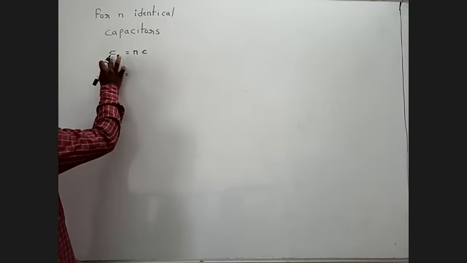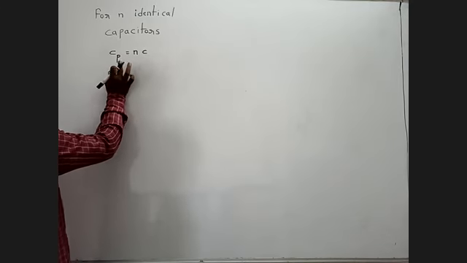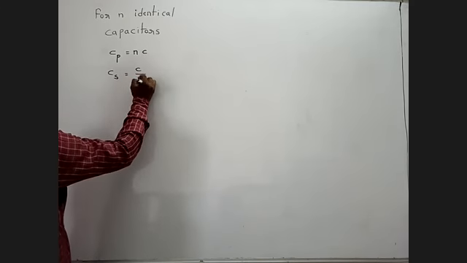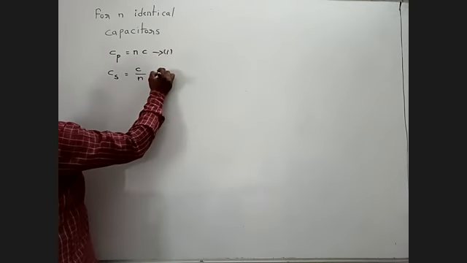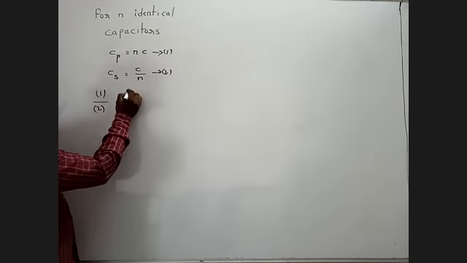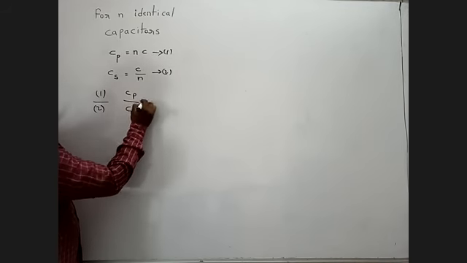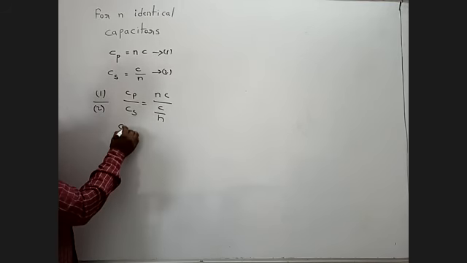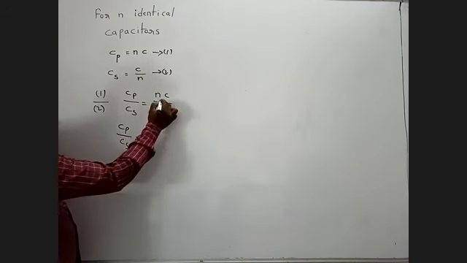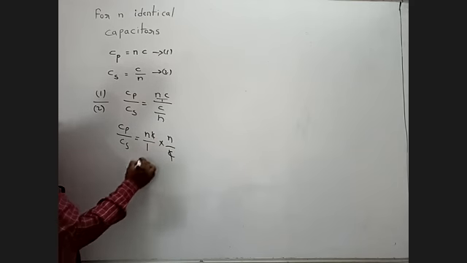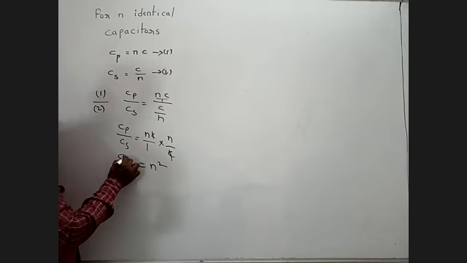Cs is the capacitance when capacitors are connected in series, Cp is when capacitors are connected in parallel. Cs is equal to C by n. This is equation number one, this is equation number two. Divide one by two. Cp by Cs is equal to nC by C by n, which is nC into n by C. C cancels, and this is n square.